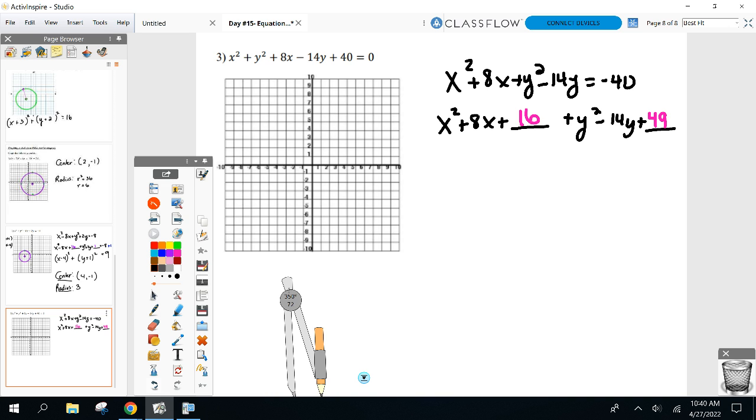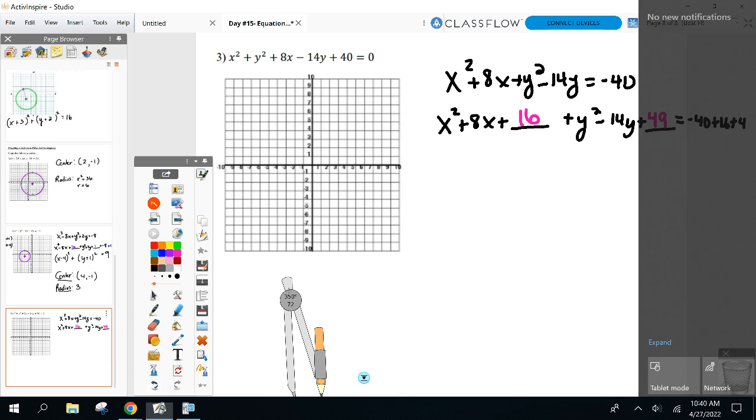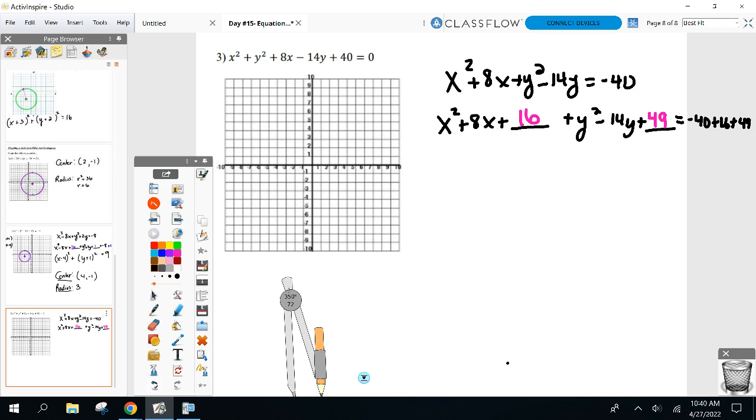I'm going to drill this into your head because this is, believe it or not, as complicated as this is, what kids forget. Add to the right side what you just added to the left. Negative 40, got to add the 16, got to add the 49. Whatever you add to the left, add to the right. So what am I getting on the right there? What is that nice number? 25. Ooh, perfect. Literally.